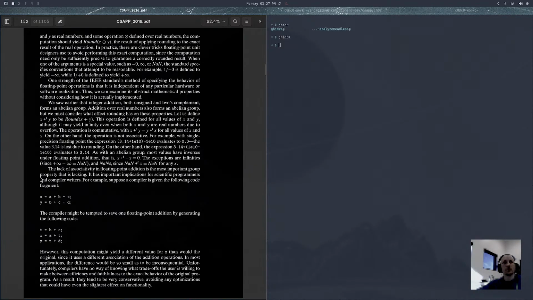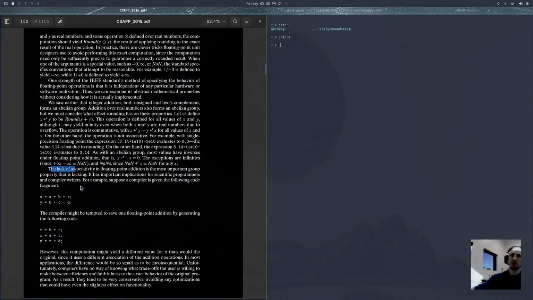This is important. The lack of associativity in floating point addition is the most important group property that is lacking. It has important implications for scientific programmers and compiler writers. For example, suppose the compiler is given the following code fragment: x is equal to a + b + c, y is equal to b + c + d. The compiler might be tempted to save one floating point addition by generating code that adds b + c first, and then uses that sum for both, adding a to it and d to it. However, this computation might yield a different value for x.